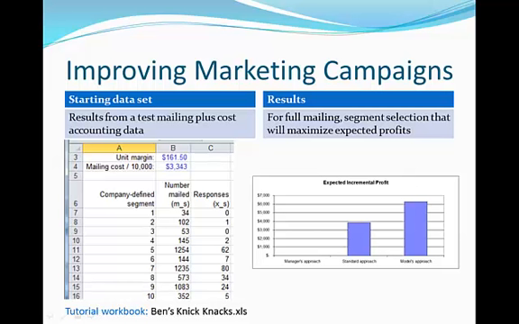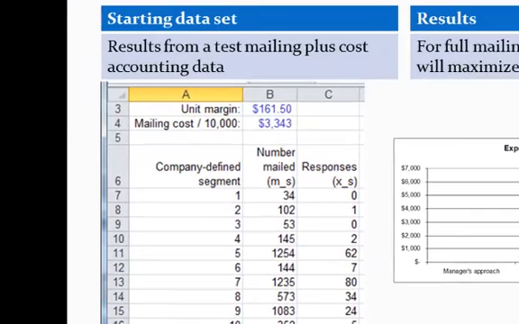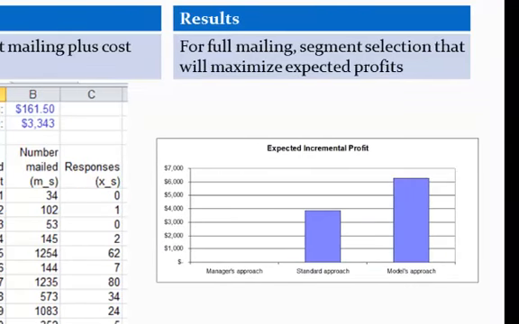Measuring the return on investment for marketing activities has bedeviled marketers for a long time, but measurement techniques continue to improve. This application starts with a test mailing, in this case to a number of customer segments, and data for unit margin and marketing costs. It selects the segments that will produce the best rate of return from the full mailing. The tutorial for this application compares the model's recommendations to those from a manager and those using the company's standard policy, and finds the model's rate of return beats them significantly.